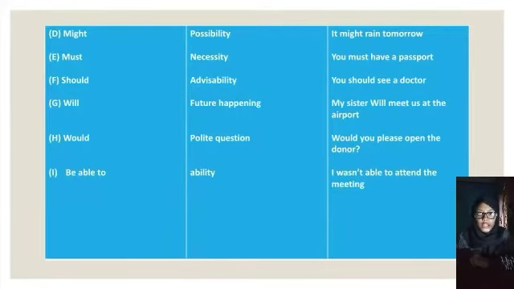Next, there is will. So we can use will for future happenings, and the example is, my sister will meet us at the airport. So next, would. We can use would for polite questions, and the example is, would you please open the door. Next, there is be able to. We can use be able to for ability, and the example is, I was not able to attend the meeting. Next, there is be going to.